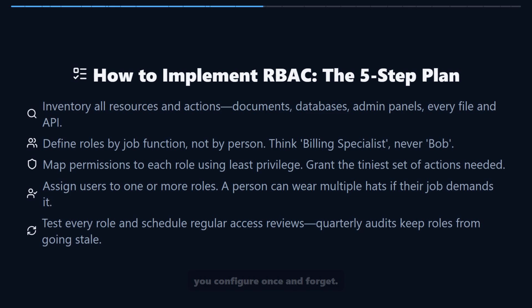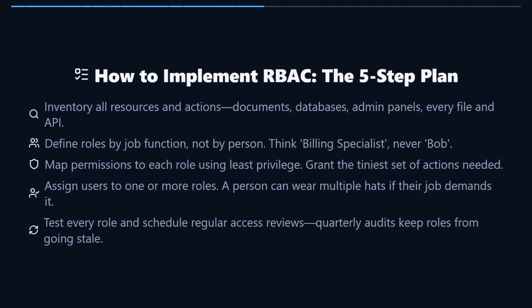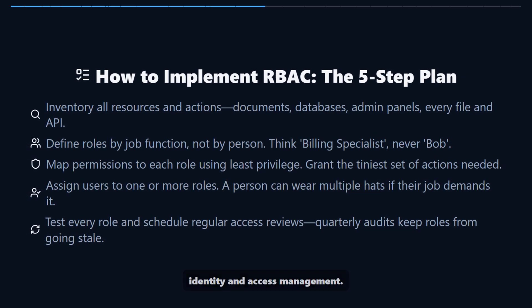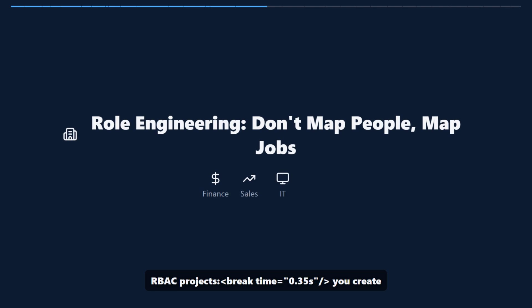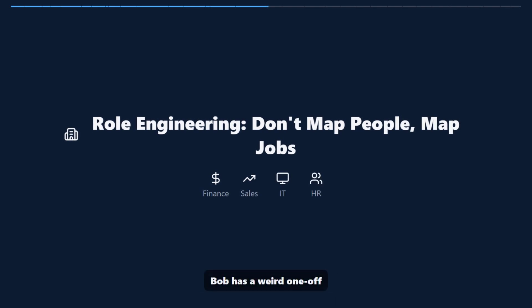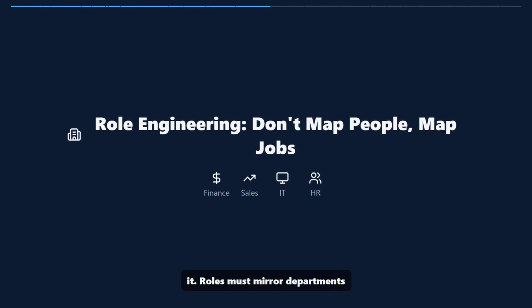RBAC isn't something you configure once and forget. It's an ongoing part of identity and access management. Here's the mistake that kills RBAC projects. You create a role named Bob because Bob has a weird one-off mix of permissions. Don't do it. Roles must mirror departments and functions, not people.